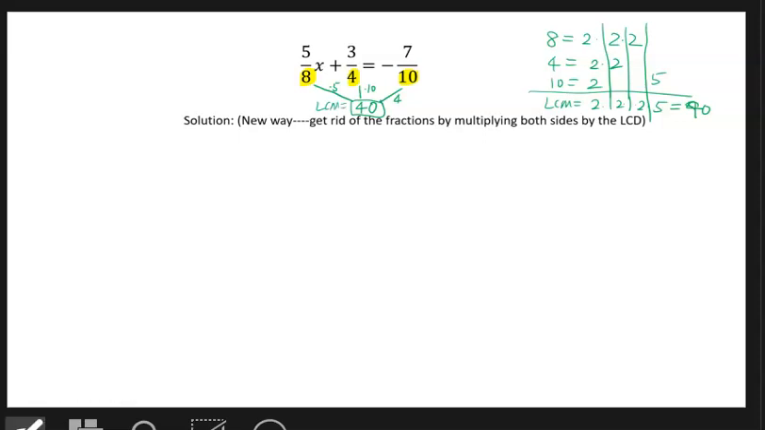So now once we get 40, and this is a very important step here, we will use one of the operations we're allowed to do to equations: multiply both sides by the same number. Because the left hand side has two terms, we have to multiply both of them by 40. The right hand side is only one term, so we only need to multiply that by 40.